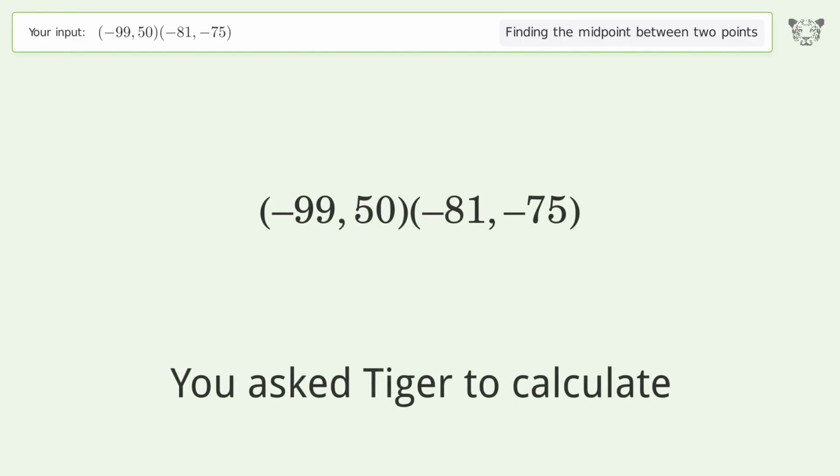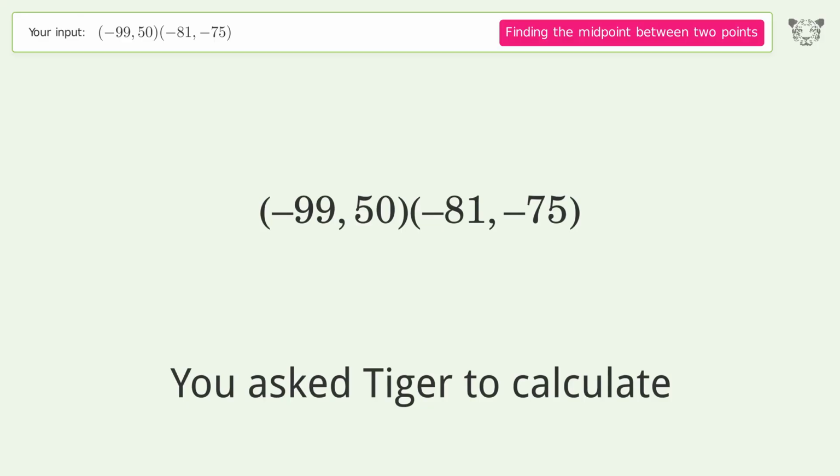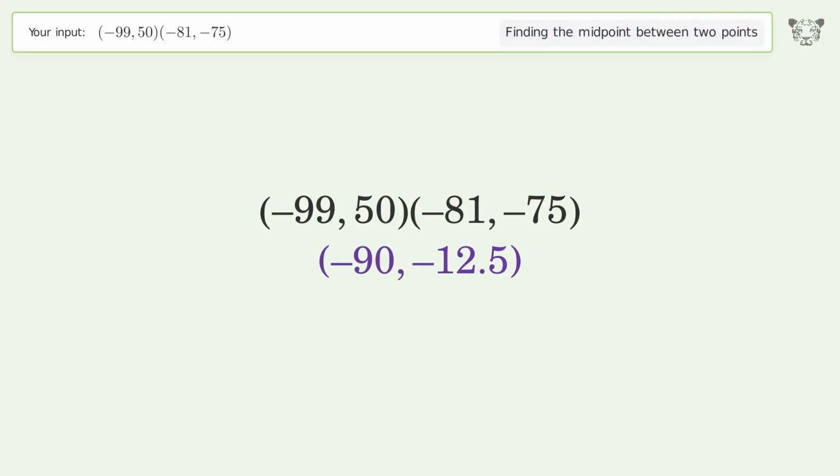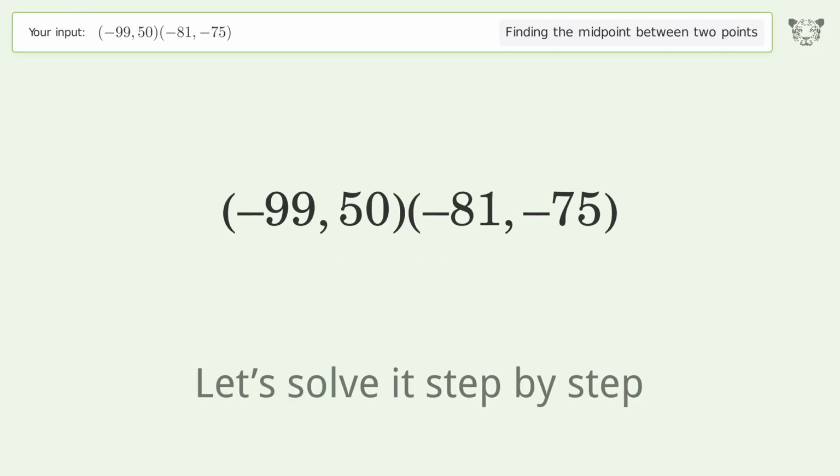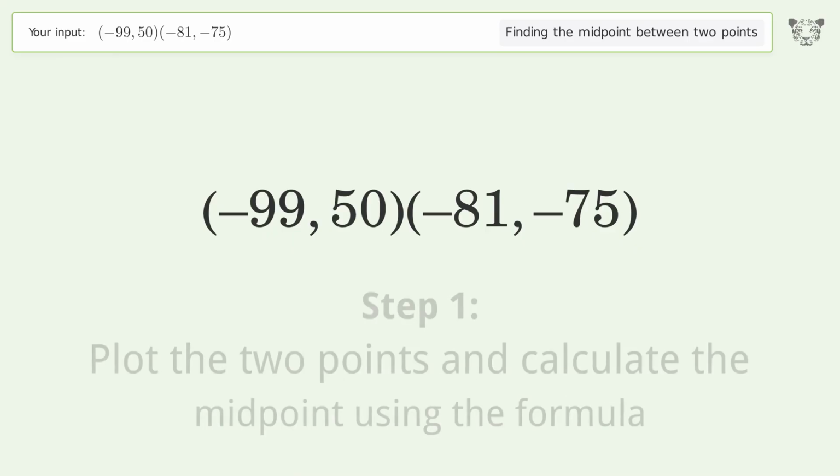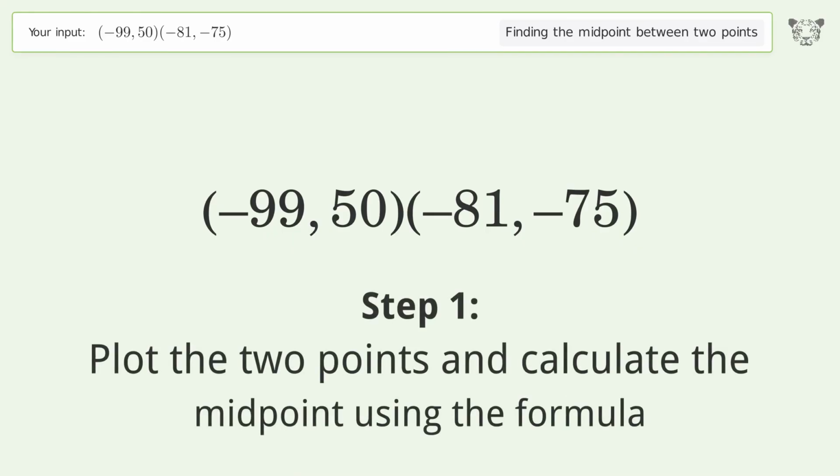You ask Tiger to calculate. This deals with finding the midpoint between 2 points. The midpoint between the 2 points is -90, -12.5. Let's solve it step by step. Plot the 2 points and calculate the midpoint using the formula.